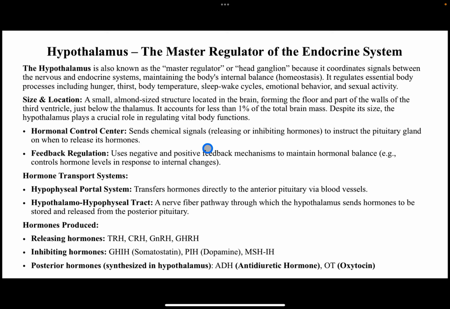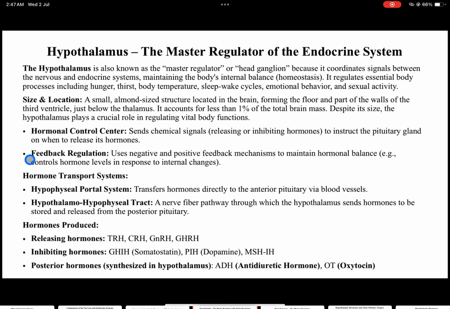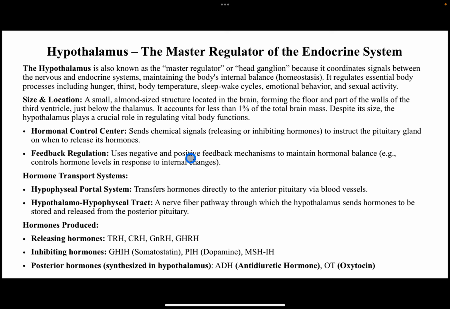So it is the hormone control center. It sends chemical signals. What kind of signals? Both releasing and inhibiting hormone signals, to instruct the pituitary gland on when to release its hormones and also when to inhibit the release of its hormones. So it's more like a hormonal control center. It controls the pituitary gland.